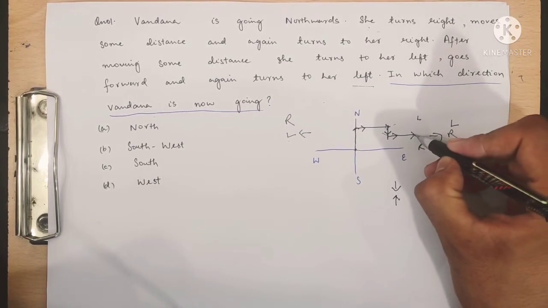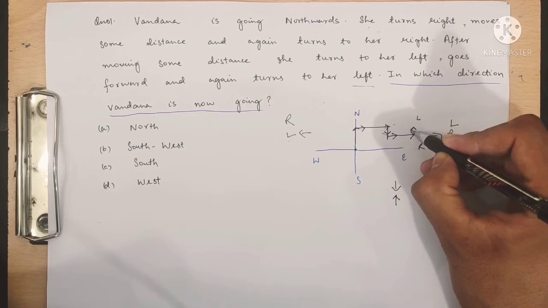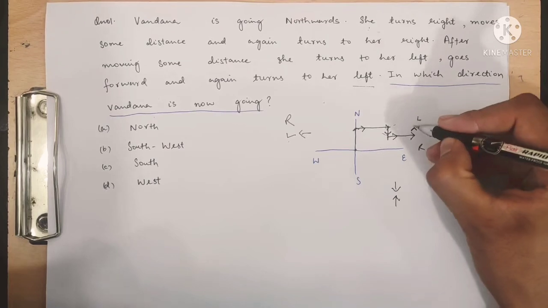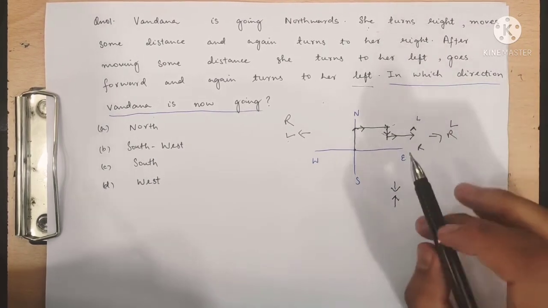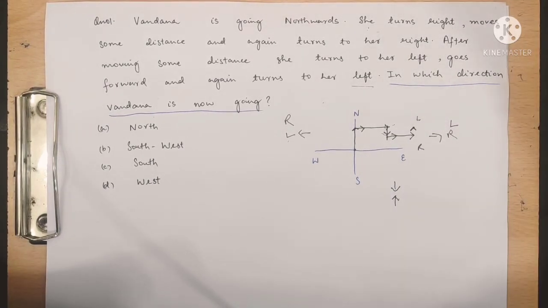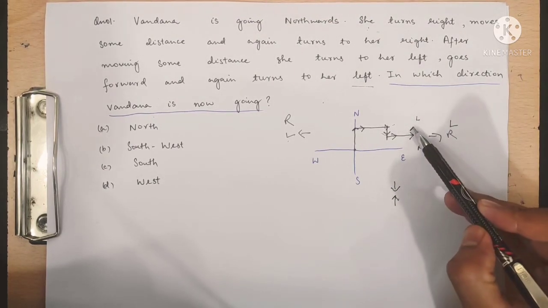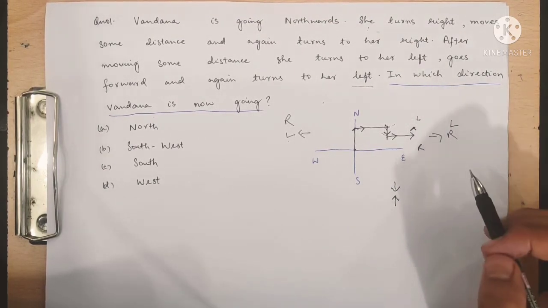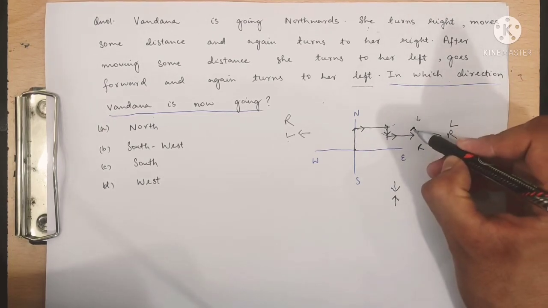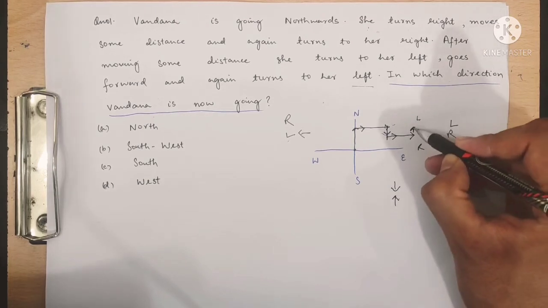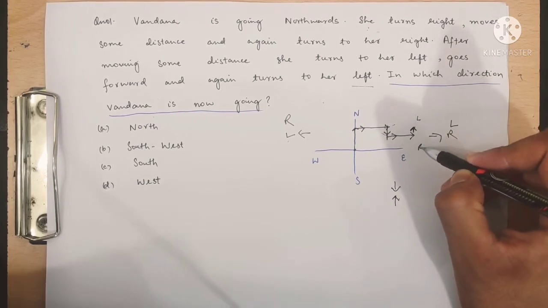She turns to her left, so she turns in this direction, right? Her left is this. In which direction is Vandana facing? At this point, you don't have to find anything. You just have to see which direction Vandana is facing now. Her face is facing towards this direction. So at this point you have to tell which direction Vandana is facing.